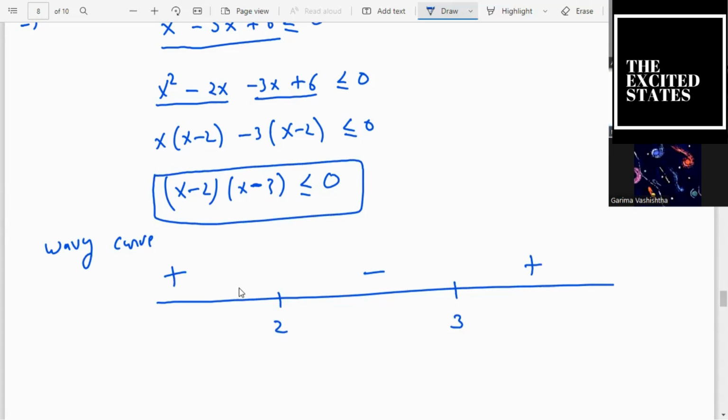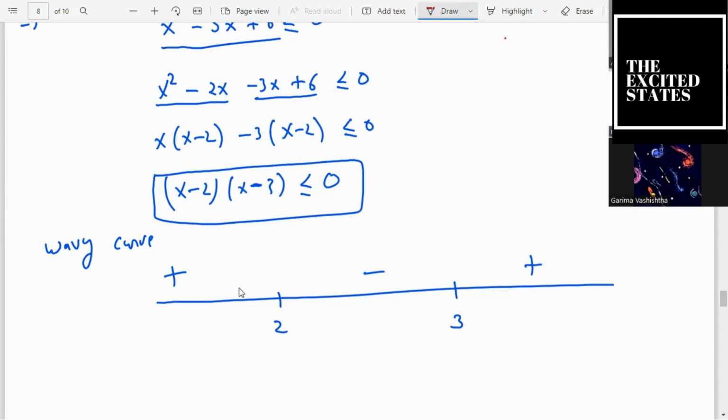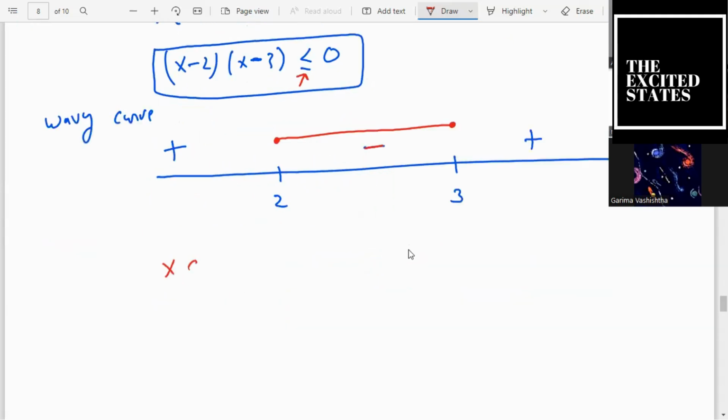Our requirement is less than or equal to 0. That means we have to select the minus region or the plus region? The negative region, because this is less than or equal to 0. So our solution set will be from 2 to 3. Since equality is included, that's why I am taking 2 and 3 with a dot, not with a hole. So x belongs to [2, 3]. This big bracket means 2 and 3 both are included.